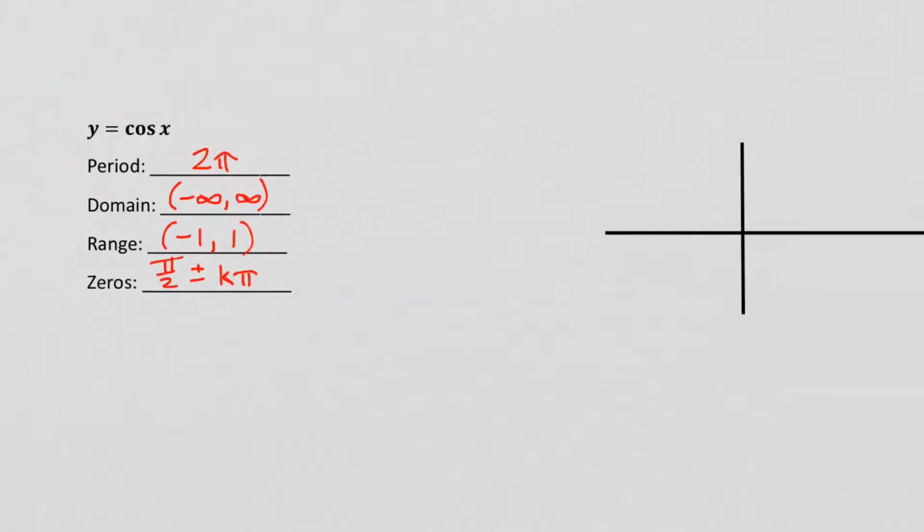So now we want to go through and we want to go back and label our graph once again. 1, negative 1, pi over 2, pi, 3 pi over 2, and 2 pi. Make sure you go with your negative values as well. Negative pi over 2 and negative pi. So we'll look at a little bit of that.